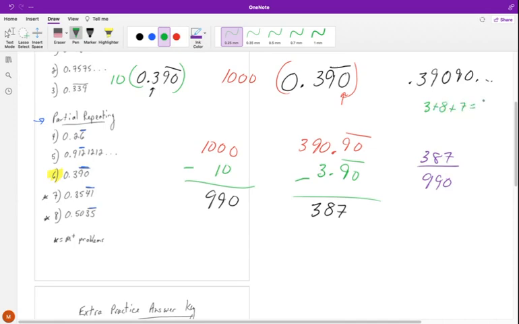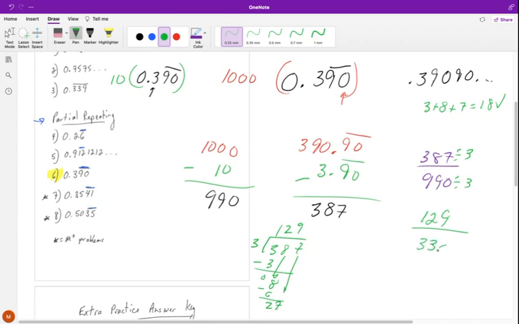Plus 7 is then going to give me 18, and 18 is divisible by 3. So if I do 387, in case you guys need help with it, divided by 3, it goes into it one time. We subtract down. So it's 0, so I bring the 8 down. 3 goes into 8 twice. 8 minus 6 is going to give me 2. Bring the 7 down. 3 goes into 27 9 times. So when we divide this by 3, it gives me 129 over 330.